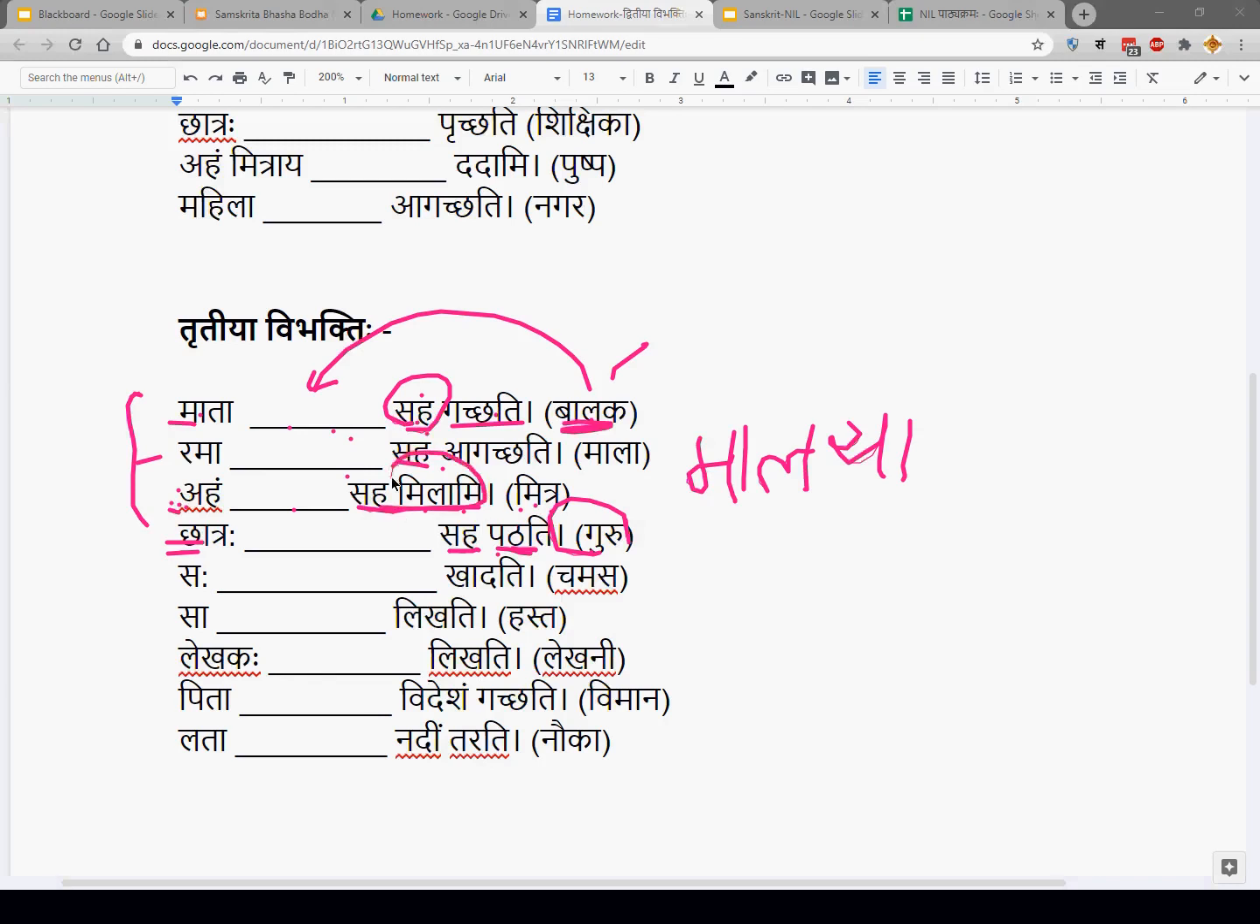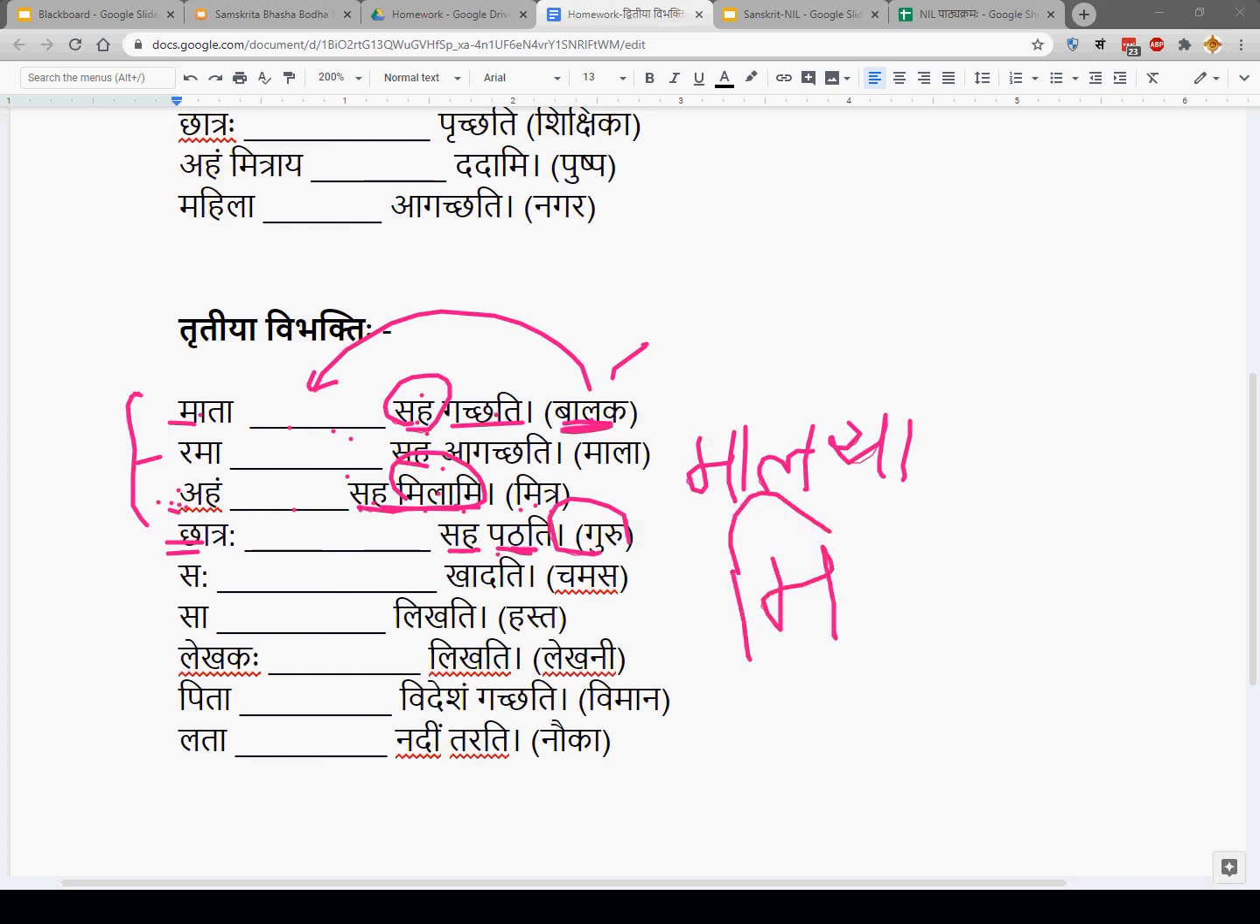Whenever there is milami, we are not going to use the Dvitiya Vibhakti, because milami is an akarmaka kriyapadam. It is an intransitive verb, milami, meeting in Sanskrit. So we use the Tritiya Vibhakti, the third case ending, with saha. Aham mitrena saha milami.